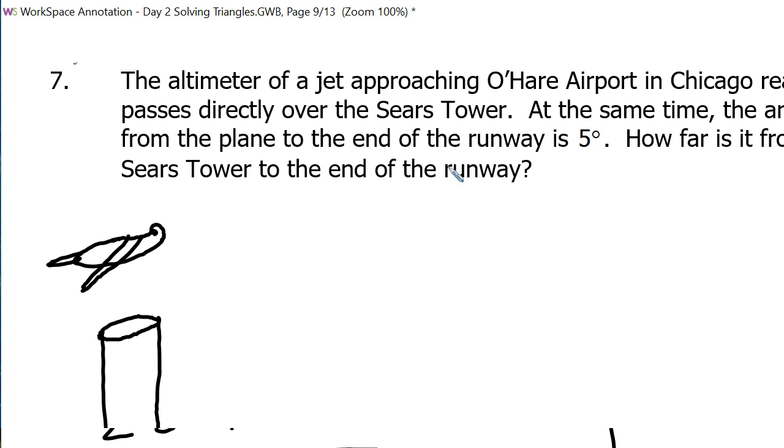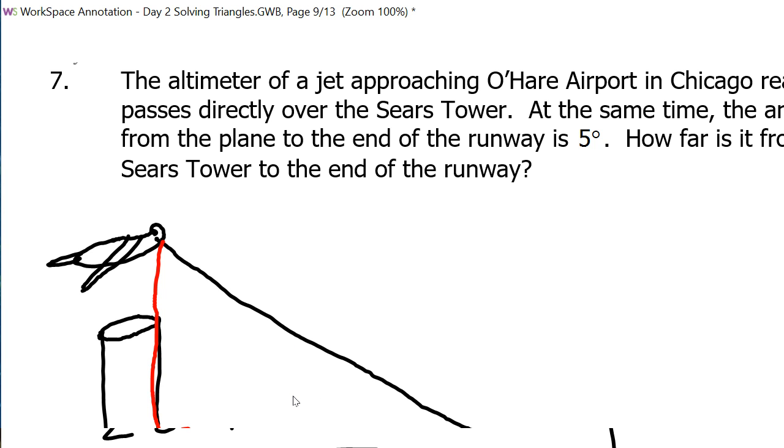And then they said something about an angle of depression. It says the angle of depression from the plane to the end of the runway. So I need to draw a line that goes from the plane to the end of the runway. And what shape have I actually made? A right triangle. So here's my right triangle in here.